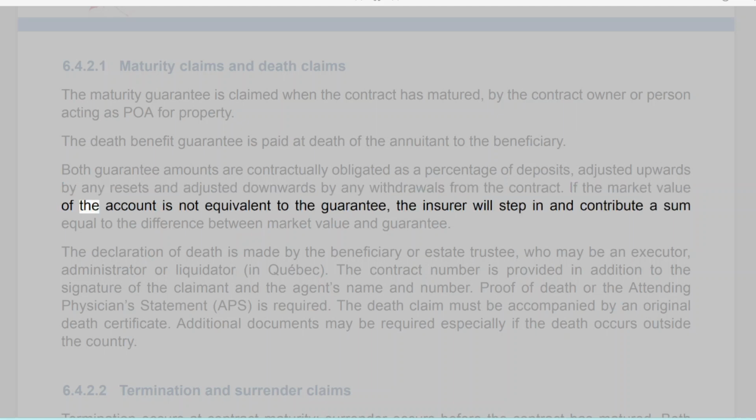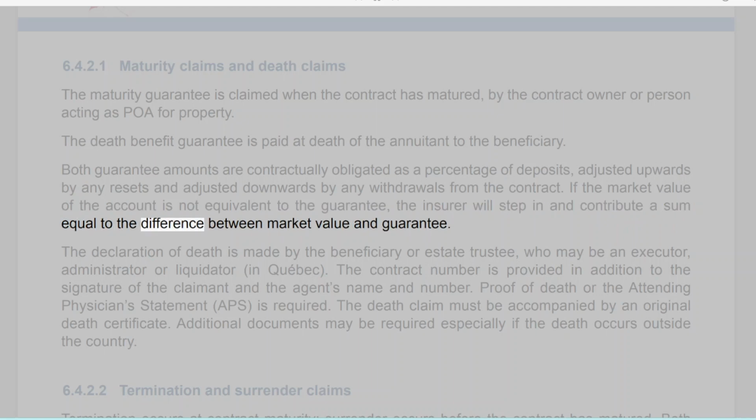If the market value of the account is not equivalent to the guarantee, the insurer will step in and contribute a sum equal to the difference between market value and guarantee.